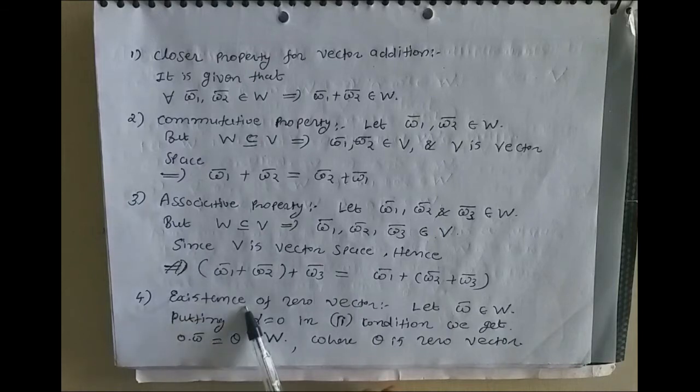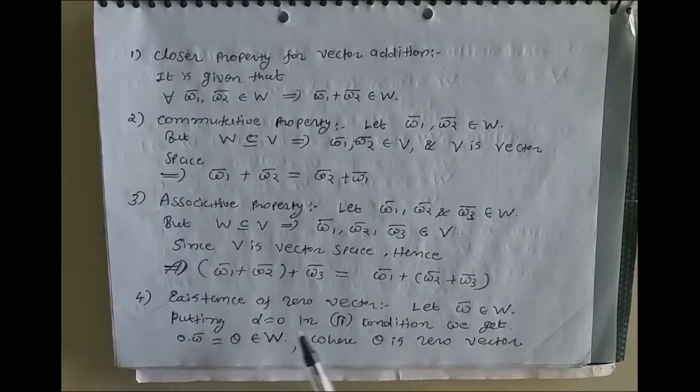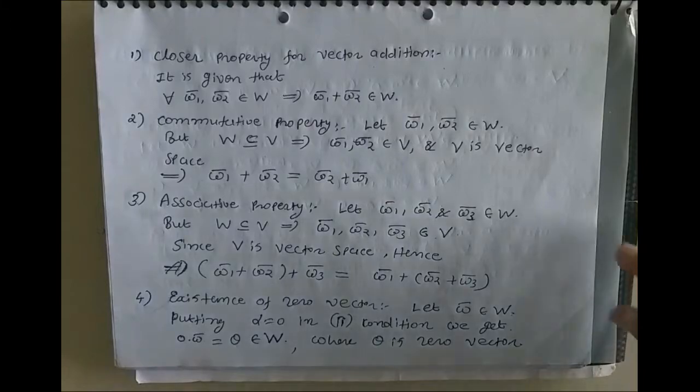Our fourth property is the existence of the zero vector. So consider vector W bar belongs to W. Now if we put alpha equal to 0 in the second condition, our second condition is alpha dot W bar belongs to W. What do we get? 0 dot W bar, meaning scalar multiplication of any vector with 0 gives the 0 vector. So theta also belongs to W. So the existence of the 0 vector is done, where theta is the 0 vector.